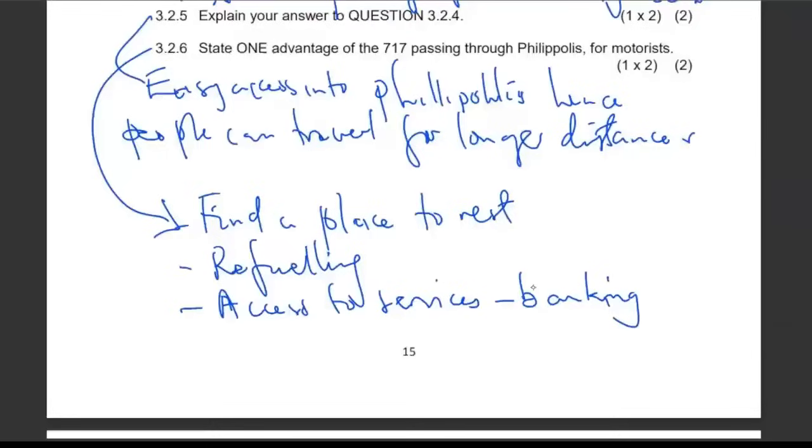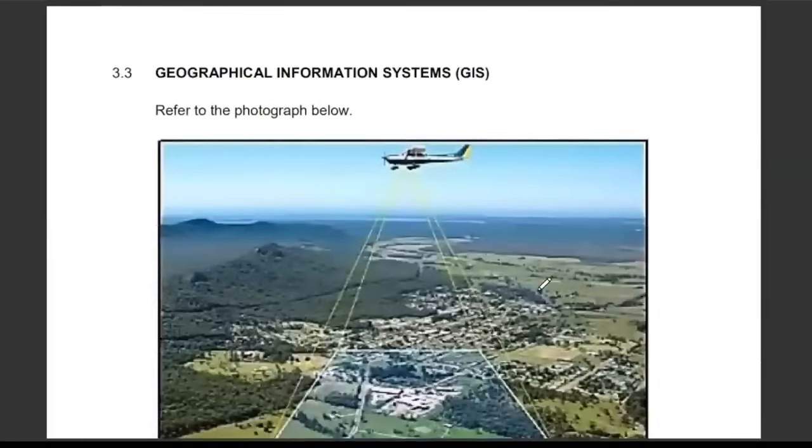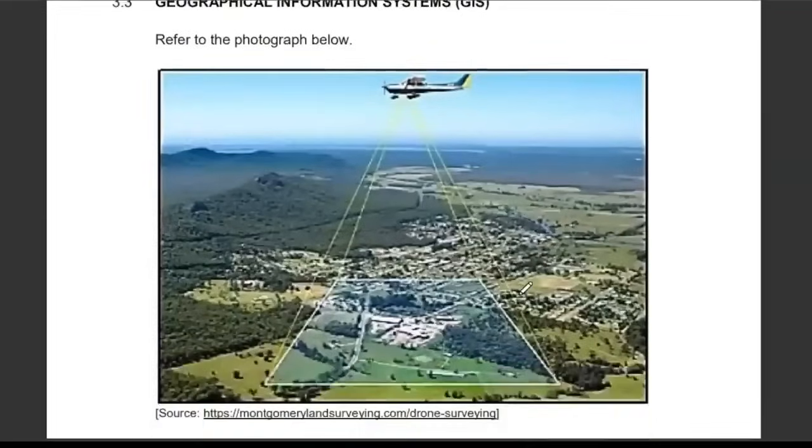And also they can do shopping. There's an advantage for the motorists. They can do their shopping in Philippolis as they pass through. Right, then we go to the last question, which is a GIS question. Refer to the infographic below.